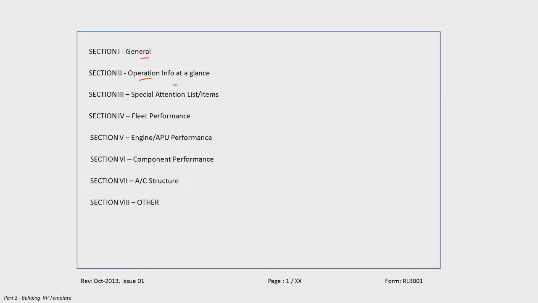Section 2, operation information at glance. Section 3, special attention list items. Section 4, fleet performance. Section 5, engine APU performance. Section 6, component performance. Section 7, aircraft structure. Section 8, other. Definitely we have here revision number, page number, form number.